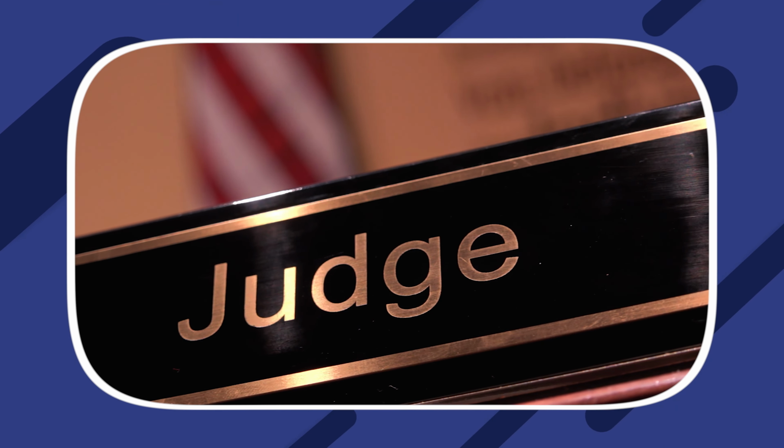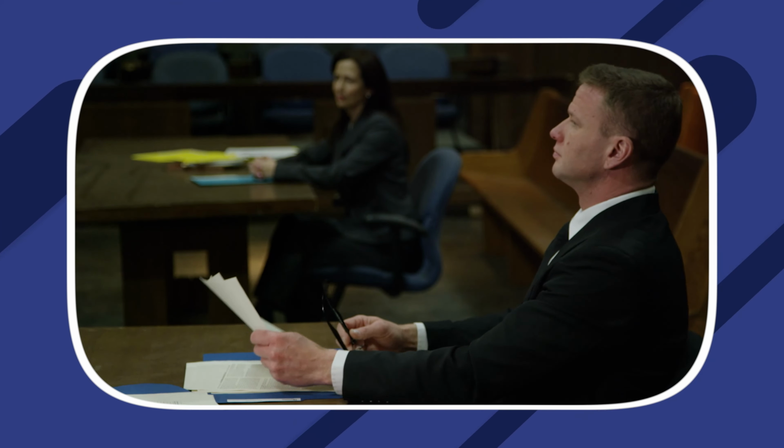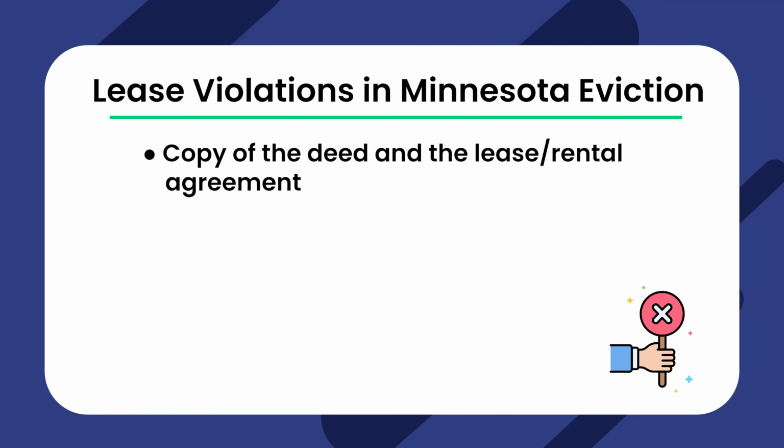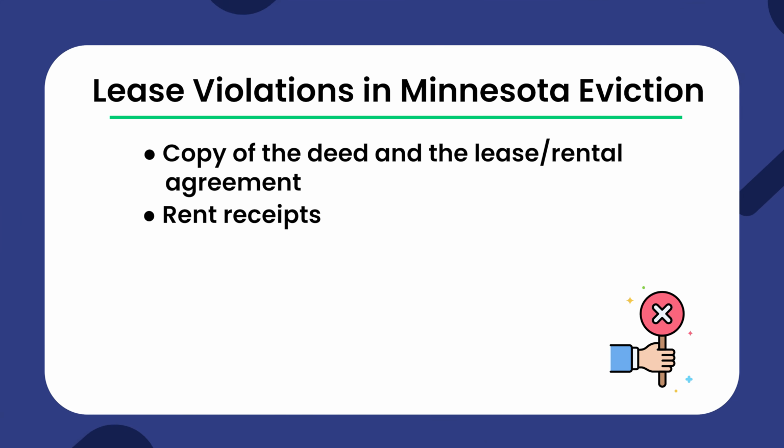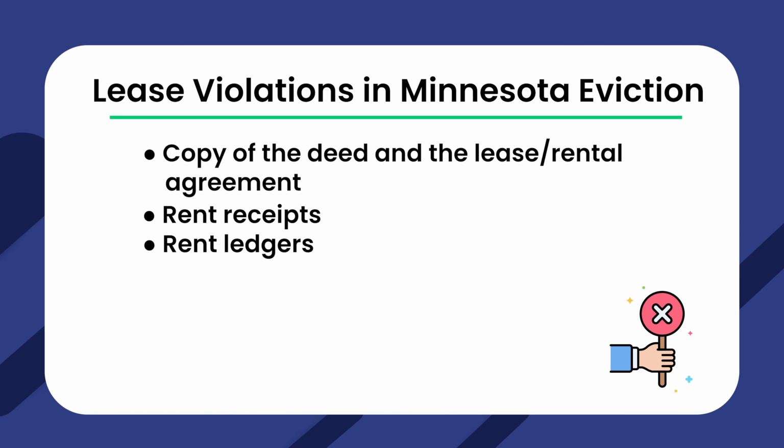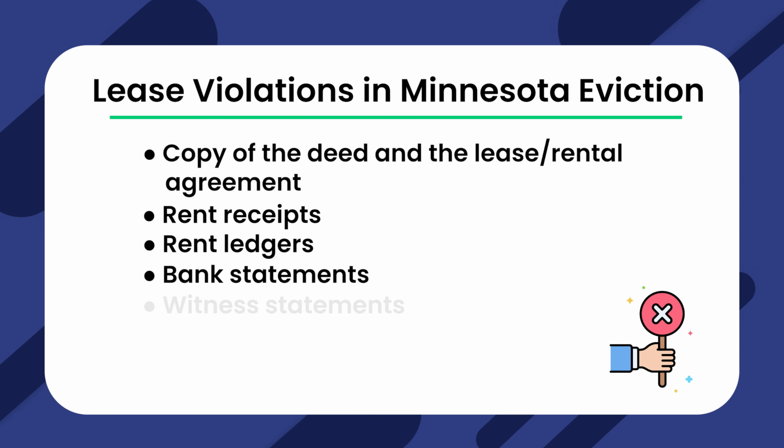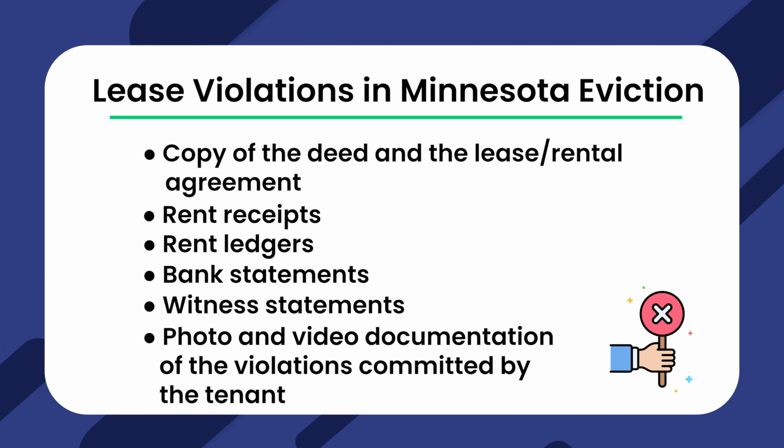Should the tenant be unable to attend the hearing, the judge may issue a default judgment in favor of the landlord. This means the tenant must move out of the rental property. However, if both parties are present, the landlord must support their claim with evidence and show it to the judge. This includes, but is not limited to, the following: copy of the deed and the lease/rental agreement, rent receipts, rent ledgers, bank statements, witness statements, photo and video documentation of the violations committed by the tenant.